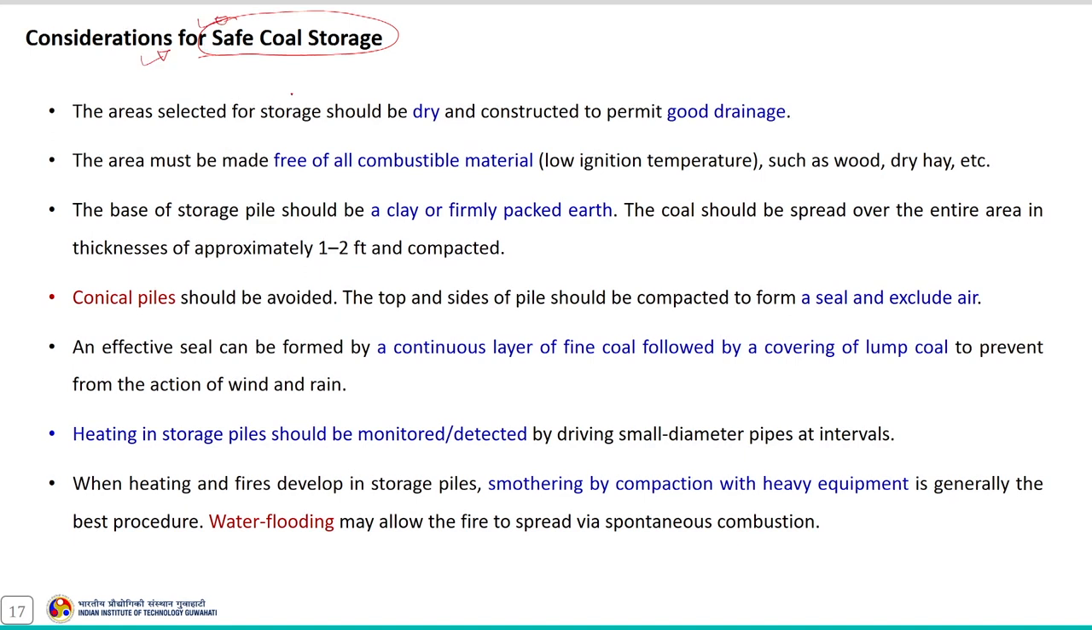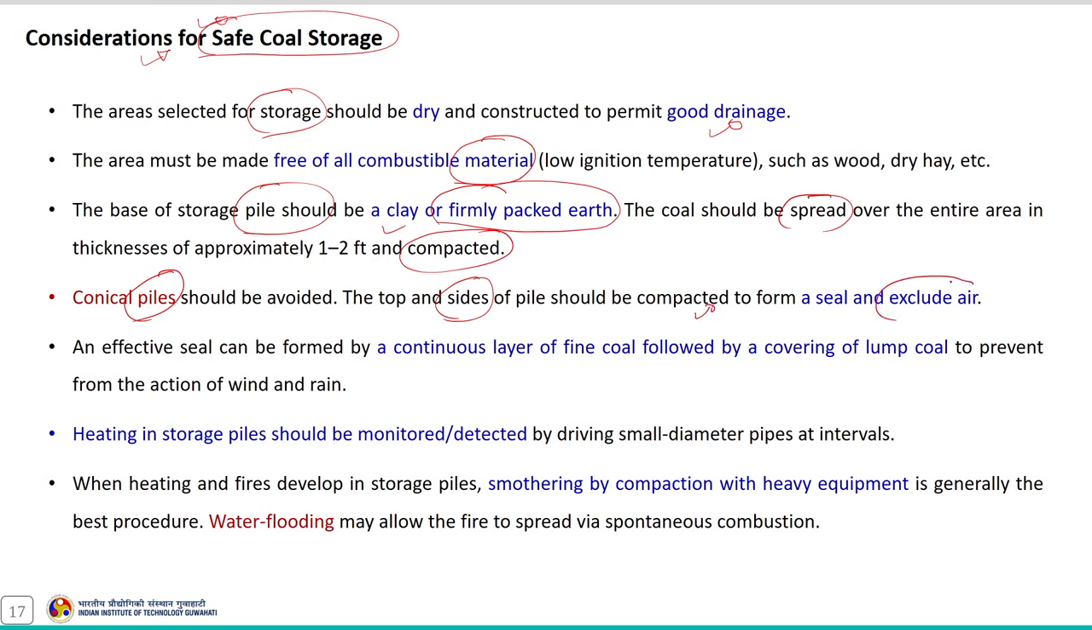That means the area which is selected for the storage should be dry and constructed to permit good drainage, and this area must be free of all combustible materials, that is, low ignition temperature material. Similarly, the base of this storage pile should be clay or firmly packed earth, so that the coal can be spread over this entire area in a thickness of approximately 1 to 2 feet and then compacted. Somehow these conical piles should be avoided. The top and the sides of the pile should be compacted to form a seal and exclude air.